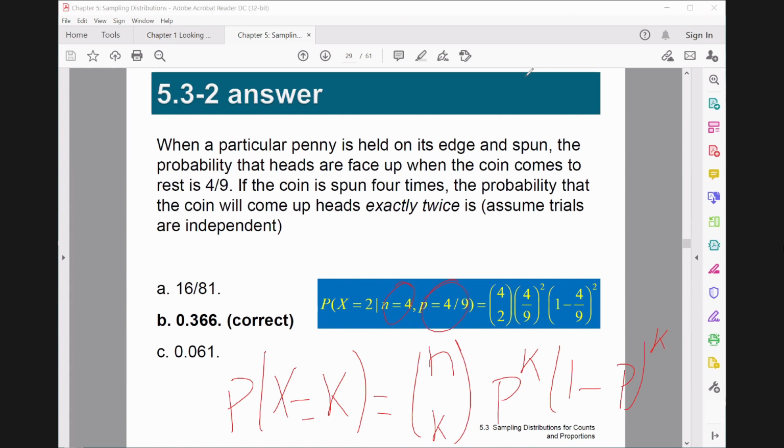Why? Because we have to do the action 4 times. That means n equals 4 and the probability is 4/9. Then it's a binomial distribution. And why x equals 2? Because we have to have exactly twice. Twice means x equals exactly 2. Then k equals 2, n equals 4, and p equals 4/9.